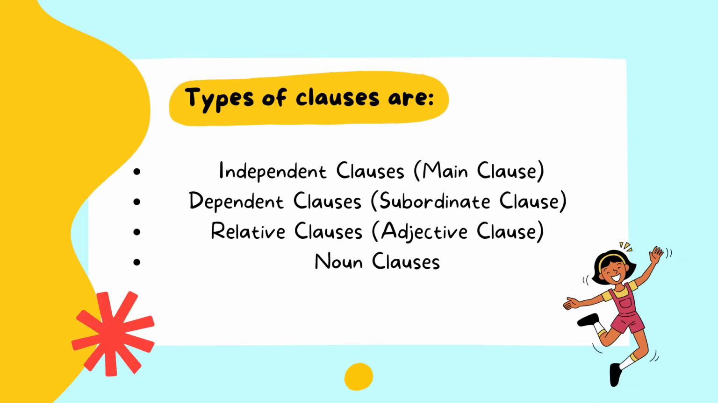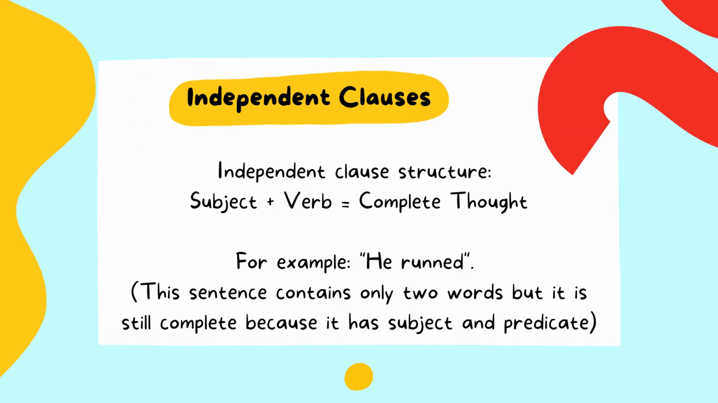Now, types of clauses. Every clause has at least a subject and a verb. Clauses have some characteristics that help to distinguish one type of clause from another. Types of clauses are independent clauses or main clauses, dependent clauses or subordinate clauses, relative clauses or adjective clauses, and noun clauses. First, independent clauses.